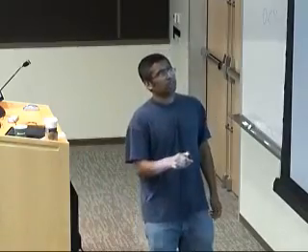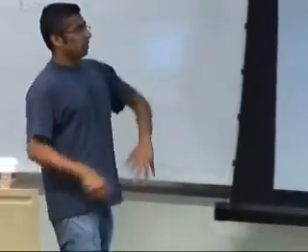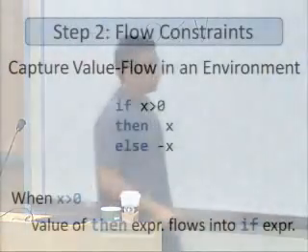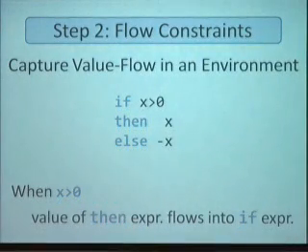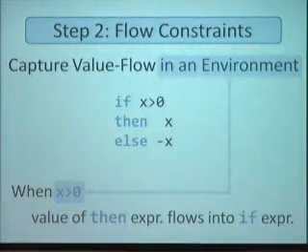Okay, so consider this expression. If x is greater than 0, then x, else minus x. Now what are the values that are described by this whole expression? Well, when x is greater than 0, I'm going to pick up the value of the then expression. When x is greater than 0, the value of the then expression flows into the if. So under the environment where x is greater than 0, the then expression flows into the if.